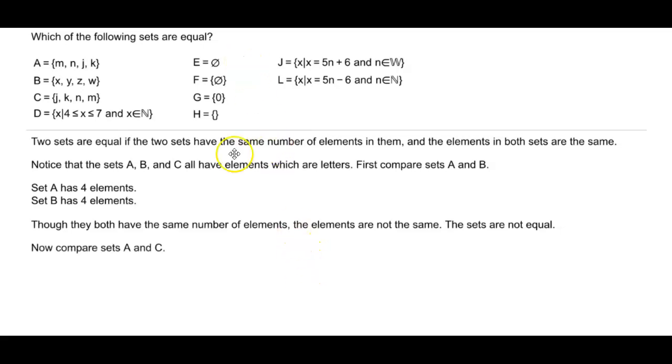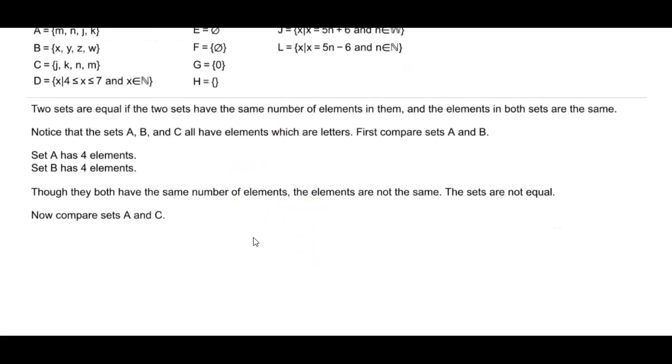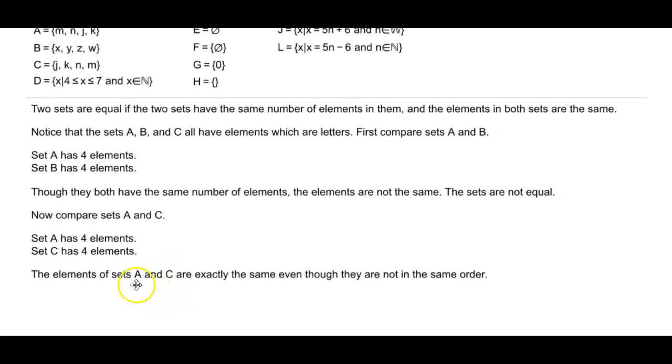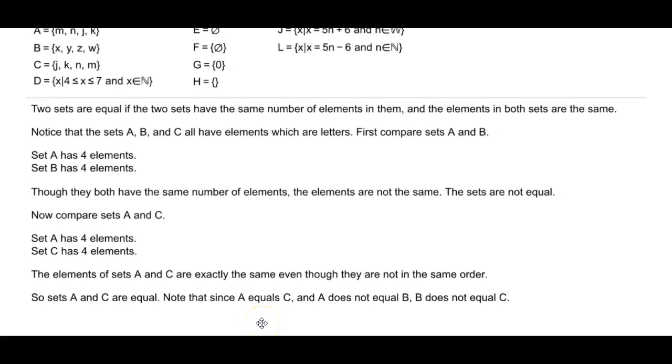Now compare sets A and C. So we can see that set A has 4 elements and set C has 4 elements. Now the elements of sets A and C are exactly the same, even though they are not in the same order. Therefore, sets A and C are equal, and note that since A equals C and A does not equal B, then B does not equal C.